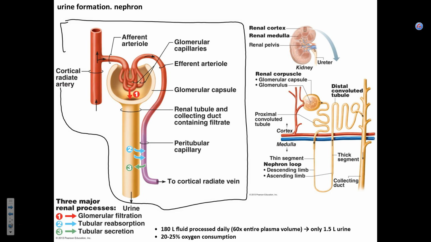Okay, so there are three main processes that occur in the nephron. Glomerular filtration, shown here on the number 1. Tubular reabsorption, number 2. And tubular secretion, number 3. So let's define what's going on in few words. Where are substances moving in all these three processes?